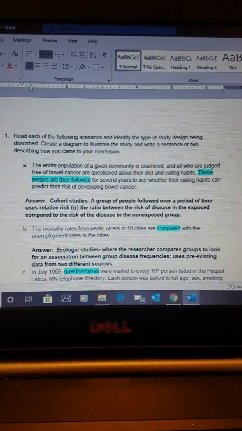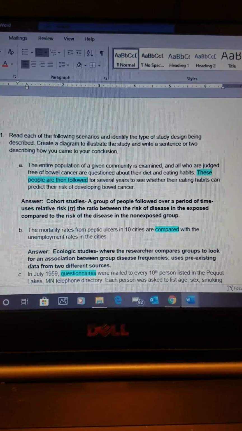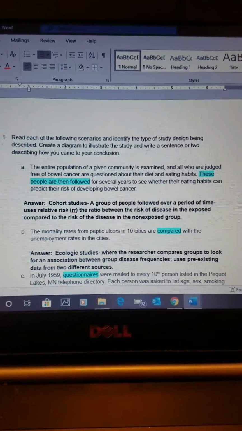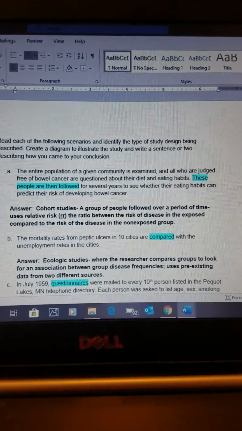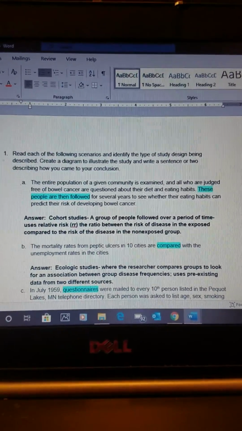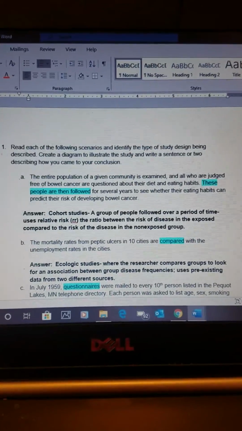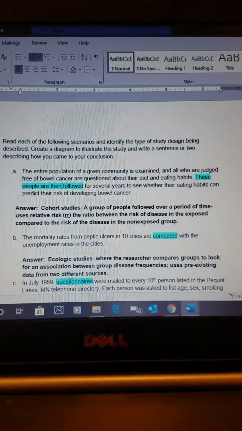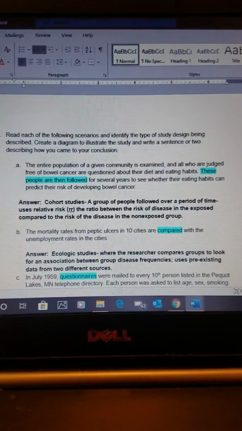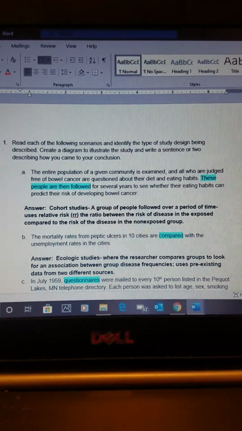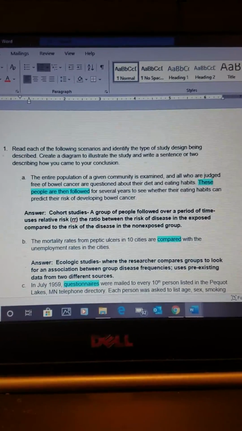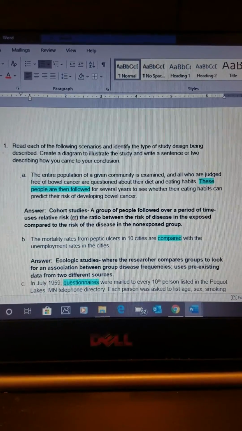It says 1, but it's 7, believe me. I copied and pasted. So I was not able to complete a diagram to illustrate, but I was able to give a sentence or two describing how I came to my conclusion. I'm going to have that completed by the time the assignment is due.